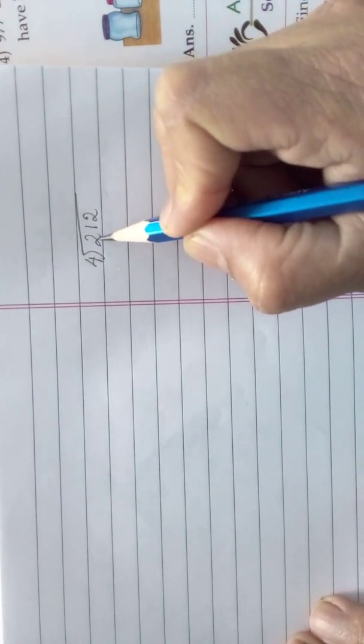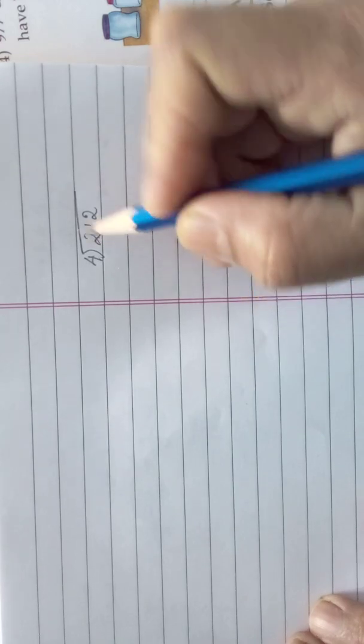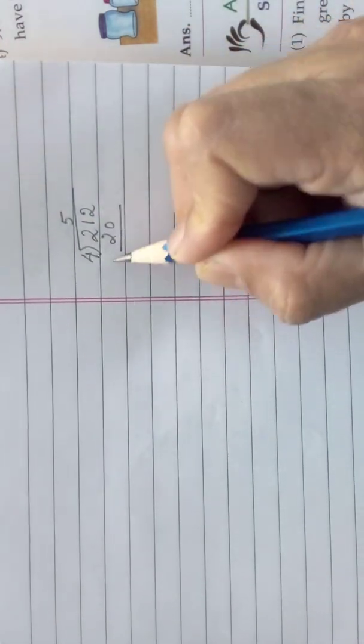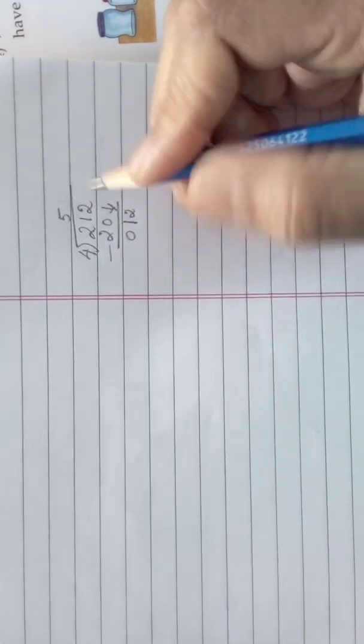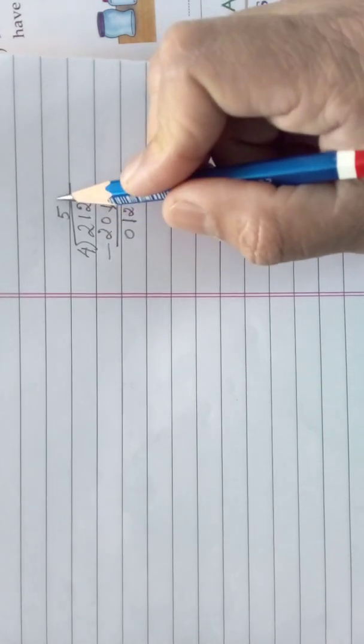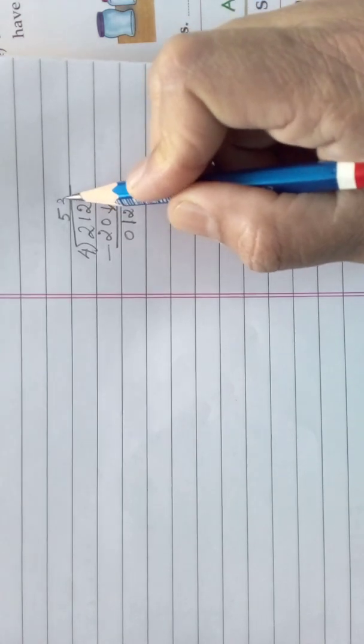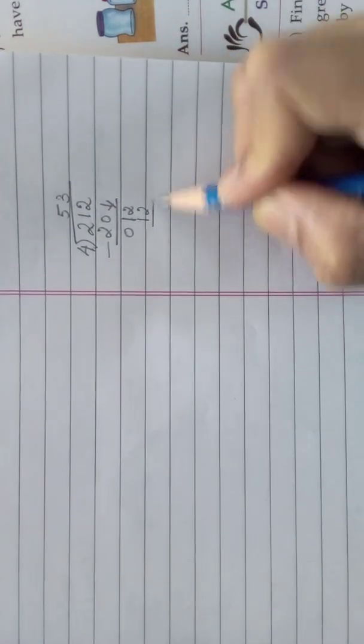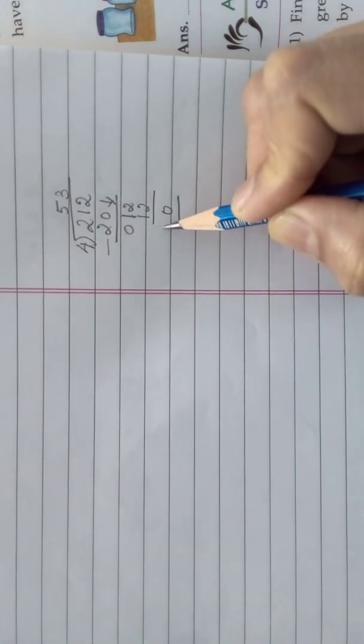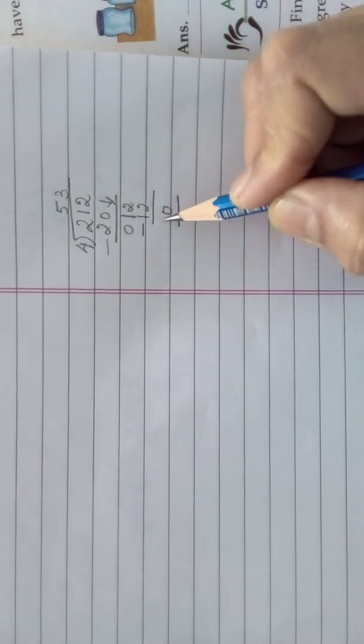See, you know division, no? 2 is a small number, so we cannot divide. So, take both numbers, 21, and recite the 4 table. 4 fives are 20. So, 1 is the remainder, and 1 is smaller than 4, no? So, take the next number down and recite the 4 table. 4 ones are 4, 4 twos are 8, 4 threes are 12. So, 2 minus 2 is 0. 1 minus 1 is 0.